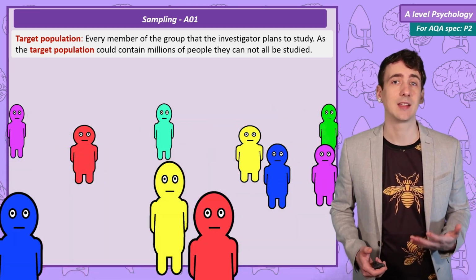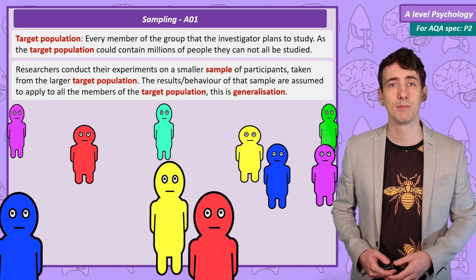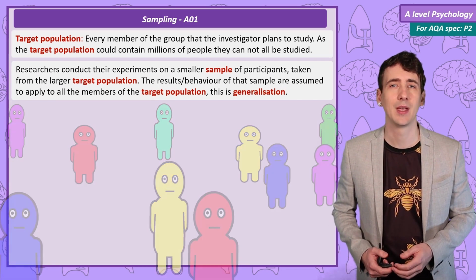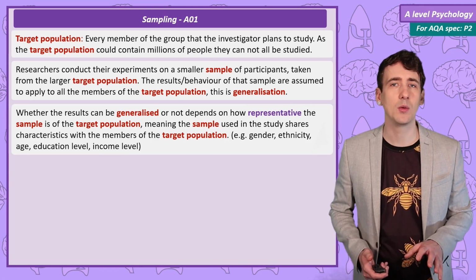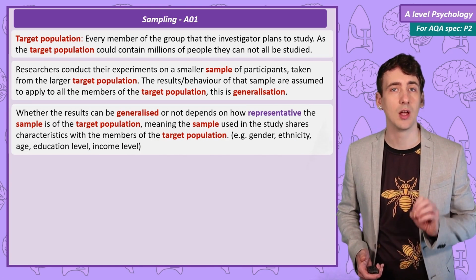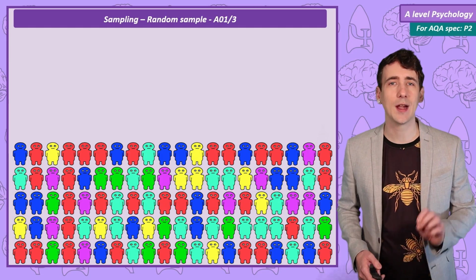What we hope to do then is get our results from that sample and then apply those results back to the target population. This is called generalization. However, members of a population vary in many ways. So ideally, we want a sample that is representative of the larger population. Random. So let's start with random sampling.